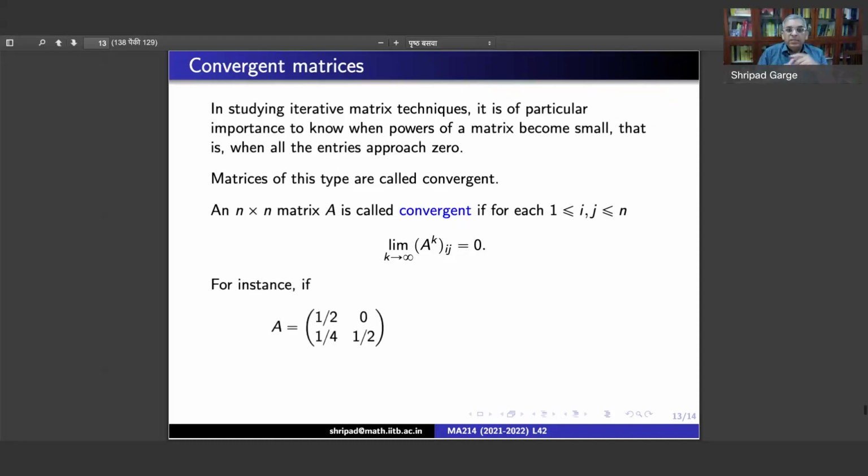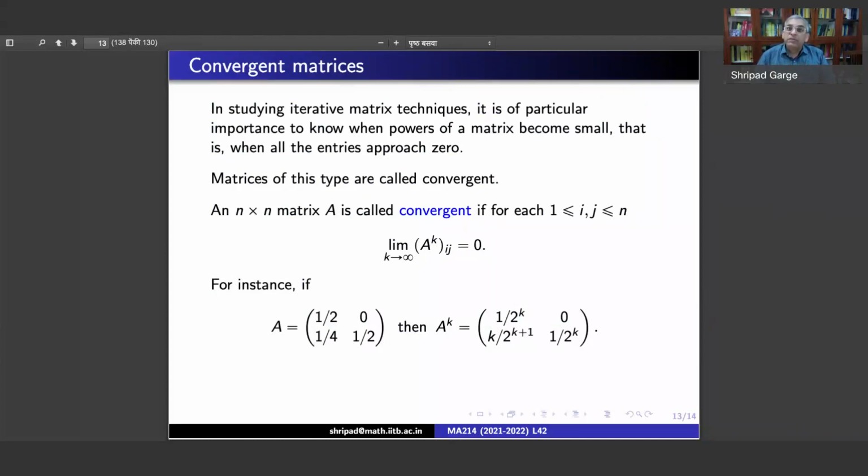On the other hand, take this matrix: 1 by 2, 0, 1 by 4, 1 by 2. If you compute powers of this matrix, they are given in the following way. It's a lower triangular matrix. So you get (1 by 2) power k as the diagonal entries of A power k, and the lower entry turns out to be k upon 2 power k plus 1. This can be proved by induction.